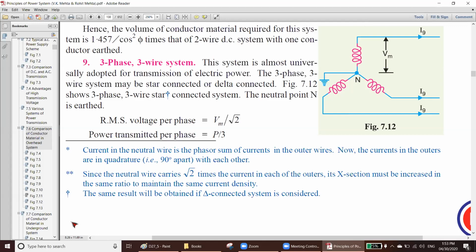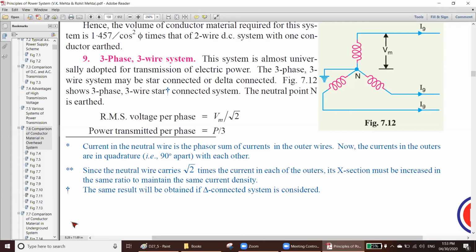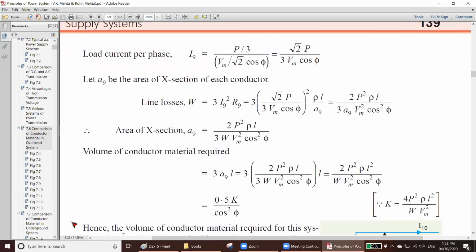Okay, and let's get back. Load current per phase I9 is equal to P divided by 3 divided by Vm divided by √2 cos phi. Remember, they made a mistake here. They should give another bracket here. So it looks like the √2 and cos phi are multiplied. No, that is not the case. √2 is at the bottom.